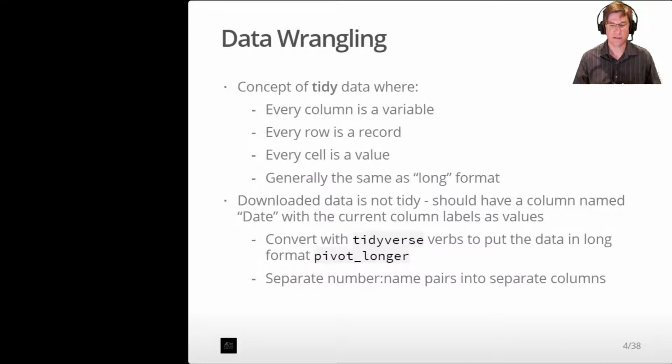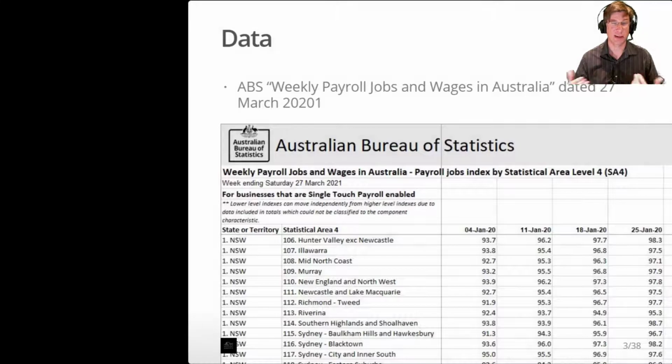Talking about that and how I'm going to convert those data into something for my visualizations, let's talk about data wrangling. And in particular in R, there's this concept of tidy data, where every column is a variable, every row is a record, and every cell is a value, which is loosely speaking the same as a long format. So the data I have, if I go back to that, this isn't tidy, because here my date variable is in fact the column name.